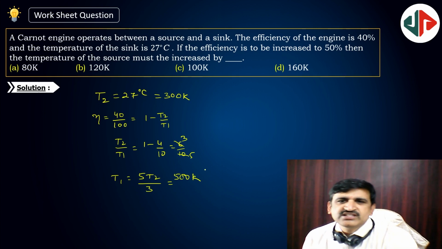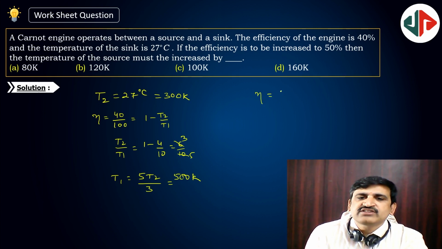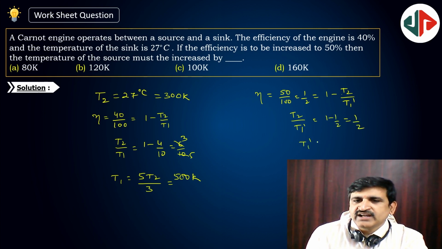If the efficiency is to be 50%, then the temperature of the source must be increased by, efficiency is equal to 50%, that is equal to 1 by 2, that is equal to 1 minus T2 by T1 dash, because T2 is same only, T1 dash. So T2 by T1 dash is equal to 1 minus 1 by 2, which is 1 by 2. So T1 dash is equal to 2 T2.